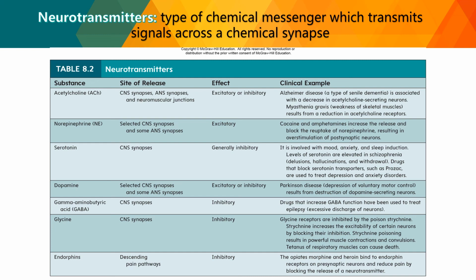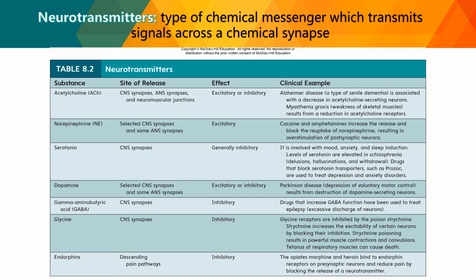An enzyme called acetylcholinesterase breaks down the acetylcholine, and the norepinephrine is either actively transported back into the presynaptic terminal or broken down by enzymes. So this table here shows you the different neurotransmitters that are found in your nervous system.